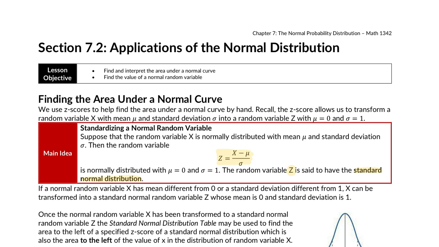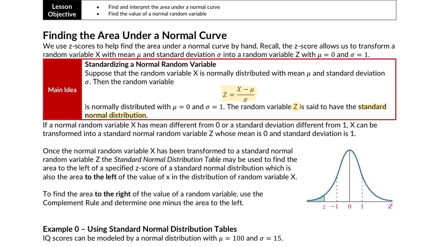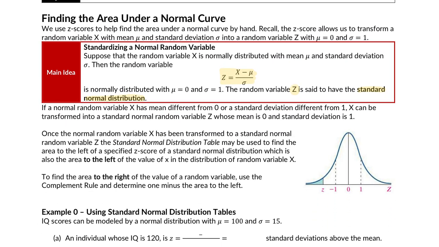And this z value is what is going to be in the table and allow us to find the area underneath the curves and apply it towards our x values instead of the z values. If a normal random variable x has a mean different from 0 or a standard deviation different from 1, like I said, x can be transformed into a standard normal random variable z whose mean is 0 and standard deviation is 1. Once that normal random variable has been transformed, that's when we're going to use that pink table, the standard normal distribution table, to find the area to the left.